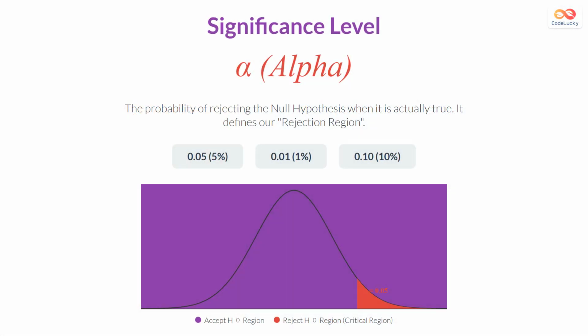But how much evidence is enough? We set a standard called the significance level, denoted by the Greek letter alpha. This is usually set at 0.05 or 5%. It represents the probability of rejecting the null hypothesis when it is actually true. Think of it as the line in the sand. If our data falls into the extreme territory beyond this line, we consider it significant.